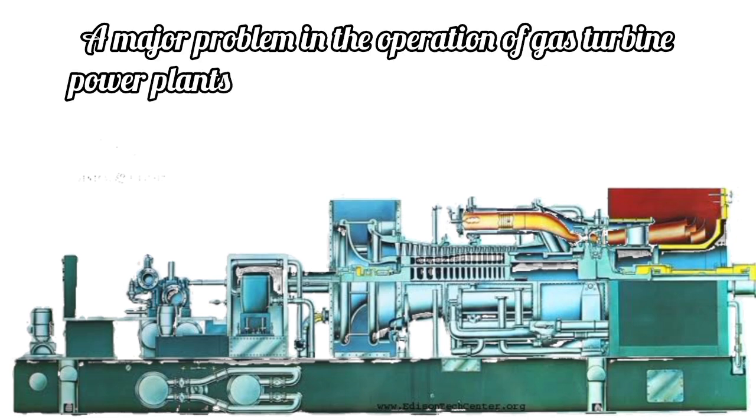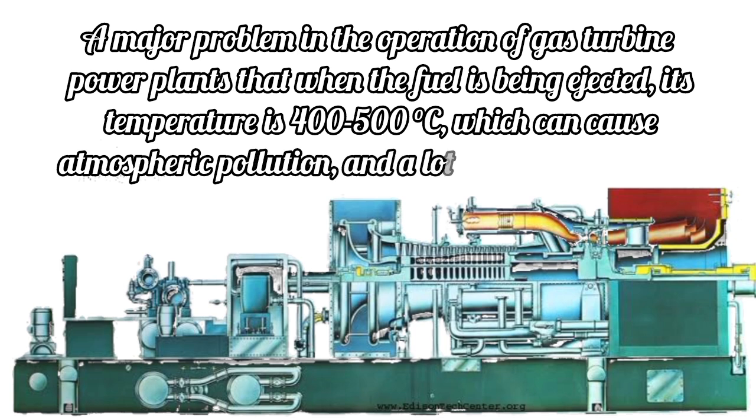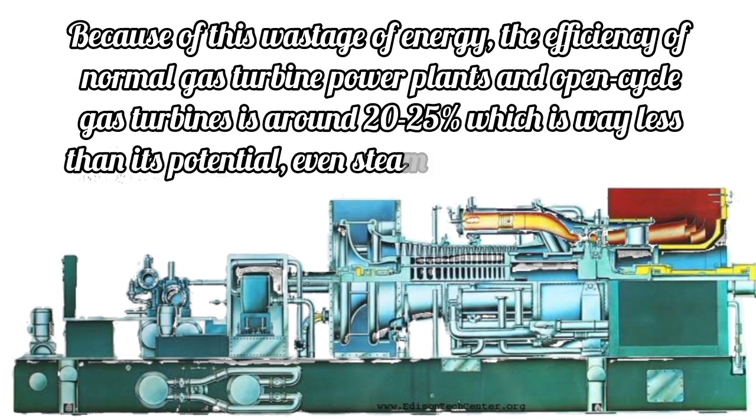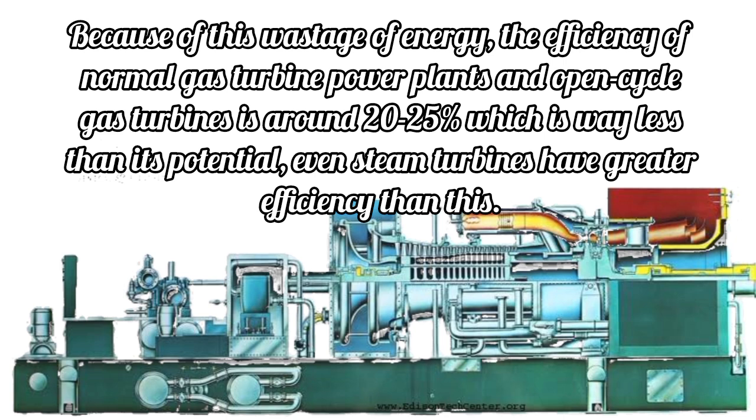A major problem in the operation of gas turbine power plants is that when the exhaust gas is being ejected, its temperature is 400 to 500 degrees Celsius, which can cause atmospheric pollution, and a lot of energy is wasted. Because of this wastage of energy, the efficiency of normal gas turbine power plants and open-cycle gas turbines is around 20 to 25%, which is way less than its potential. Even steam turbines have greater efficiency than this.